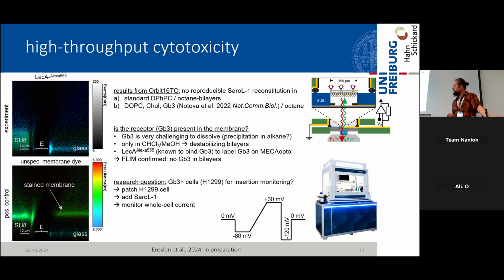And then the idea was, because we still were very eager to see whether this Sorrel is able to form pores, we had the idea of doing a patch clamp assay in which we use whole cells of a cell line, this H1299, where we know that they overexpress GB3 on the cell surface, and then simply go to the patch liner, put it on the patch liner, add the Sorrel, and then monitor the current over time, whether we would see the gigaseal go down. And this is actually what we did here.